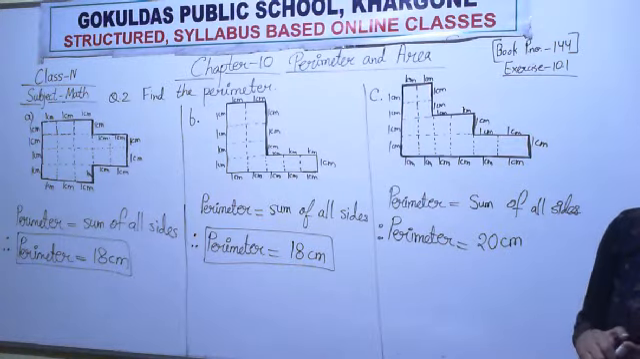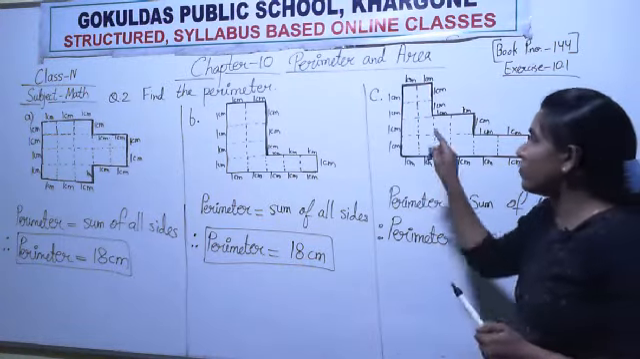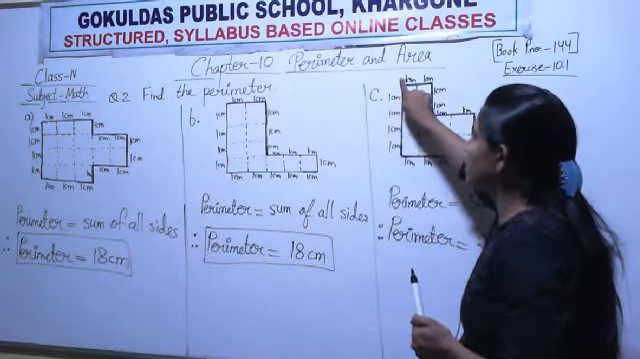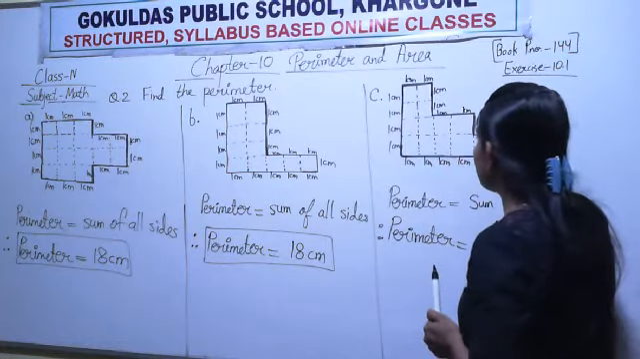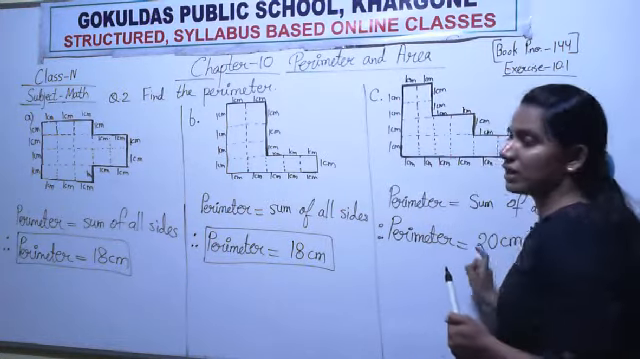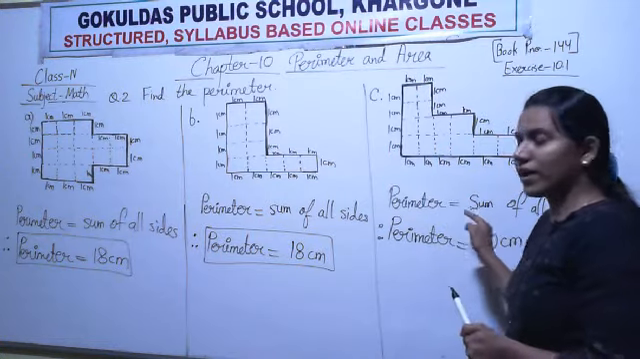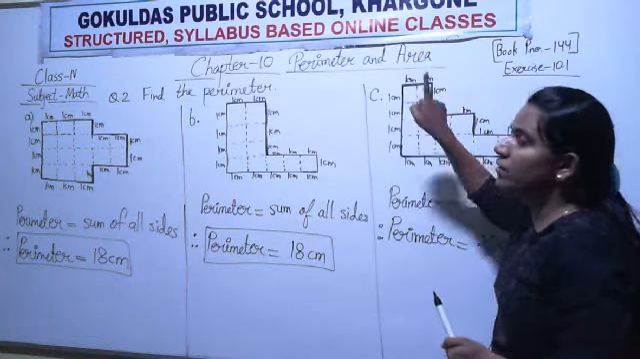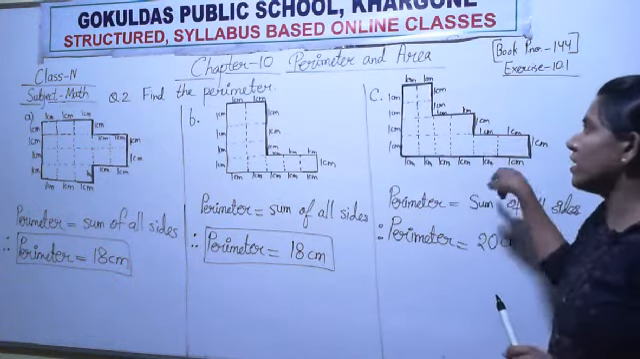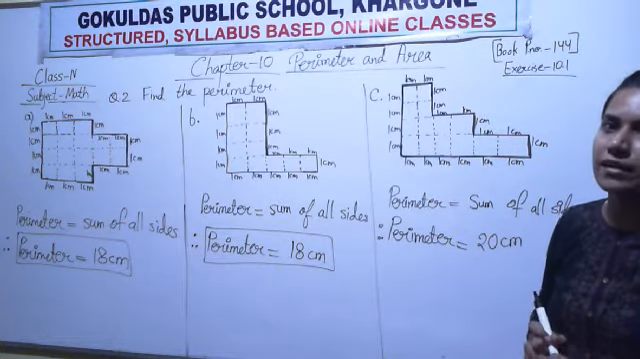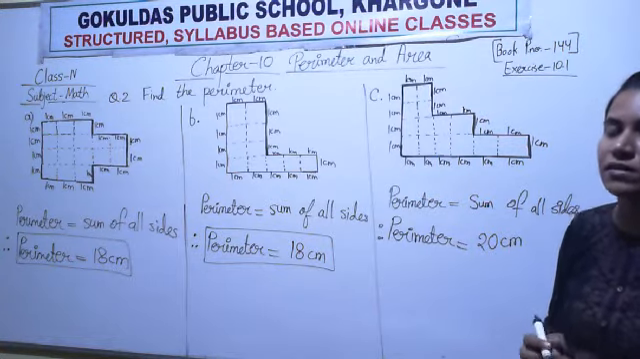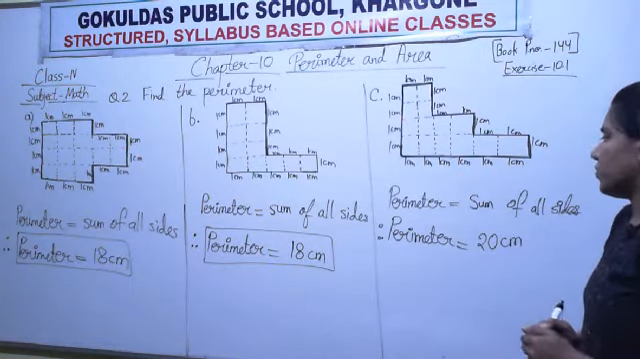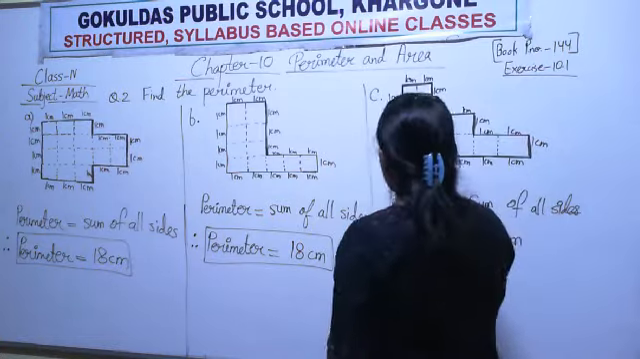Again I am clearing that for perimeter we just talk about the boundary only. Okay, if you started walking from this point and you are counting the length of the boundary, we get 20 centimeter in this question. So when we start walking and cover one round around the figure, we get 20 centimeter, and it is known as perimeter. The length of the boundary is known as the perimeter of the figure. So our answer is 20 centimeter here.